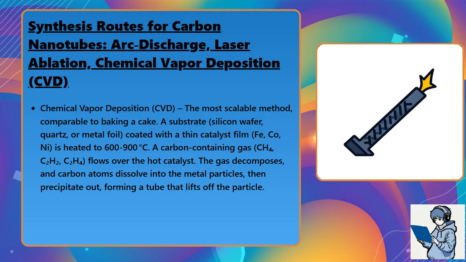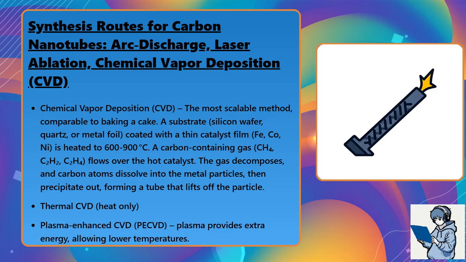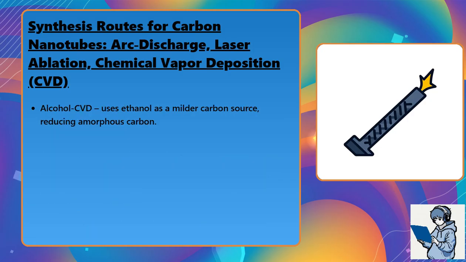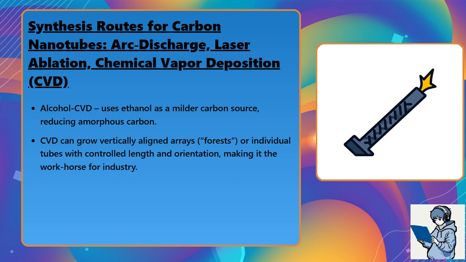Thermal CVD, heat only. Plasma-enhanced CVD, PECVD, plasma provides extra energy, allowing lower temperatures. Alcohol CVD uses ethanol as a milder carbon source, reducing amorphous carbon. CVD can grow vertically aligned arrays, forests, or individual tubes with controlled length and orientation, making it the workhorse for industry.